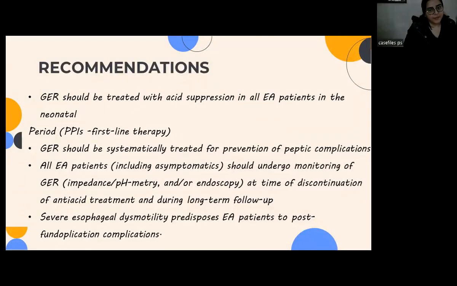PPIs are the first-line therapy for all these patients, and we should be treating all these patients systematically for prevention of peptic complications. All esophageal atresia patients, including the asymptomatic patients, should undergo monitoring of GER via the various modalities such as impedance, pH monitoring, or endoscopy at the time of discontinuation of antacid treatment, or in the follow-up period. You have to do this at least once. Severe esophageal dysmotility predisposes patients with esophageal atresia to post-fundoplication complications as well.